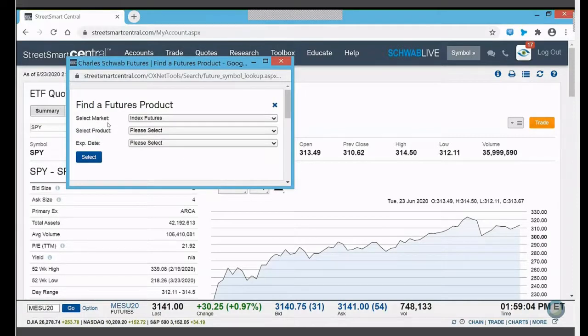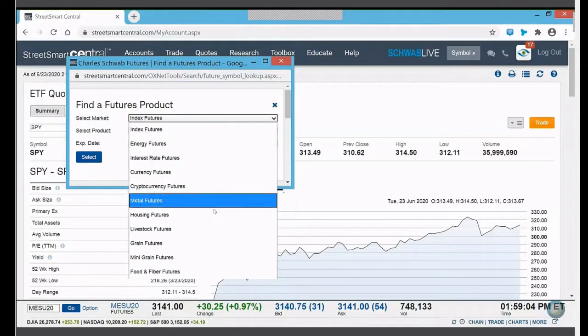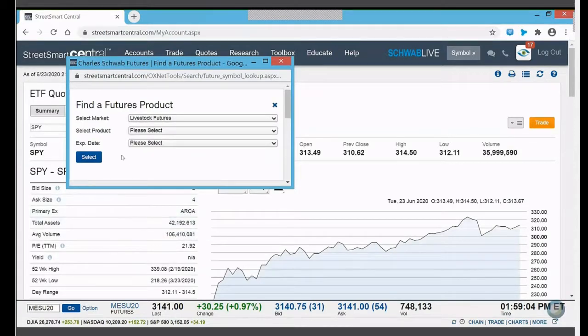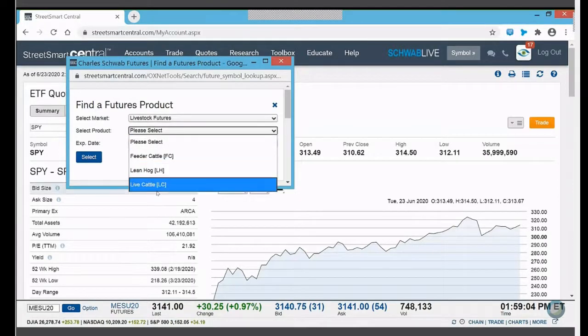So the first one is the market. So what we've done here is we categorize all of our futures contracts under a certain market category, where they would fit in. So for instance, indices, energies, interest rates, currencies. Let's say, for instance, we're interested in trading cattle futures. We could look through the category here where we most likely find cattle futures, and we'll go to livestock futures because we'll probably find cattle futures there. So then once I have livestock futures selected, we can go to our select products drop down, and I'll show you all the futures markets under livestock futures that we offer. So we have feeder cattle, lean hogs, and live cattle.